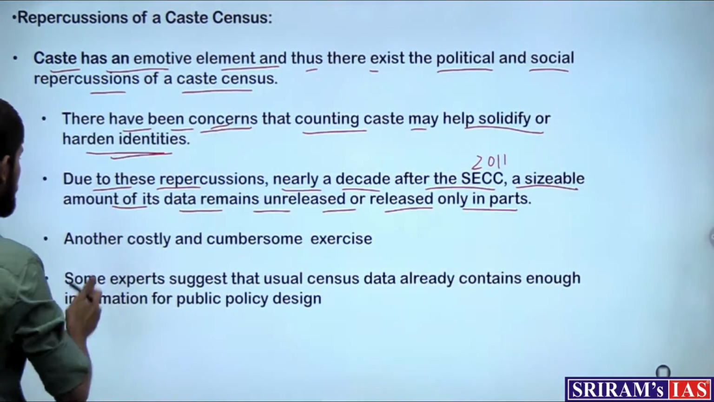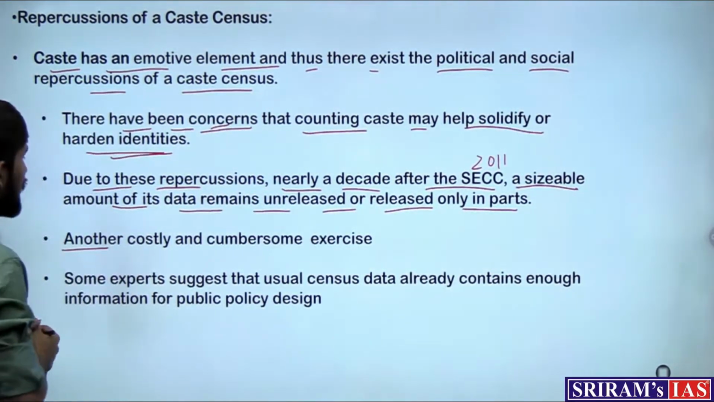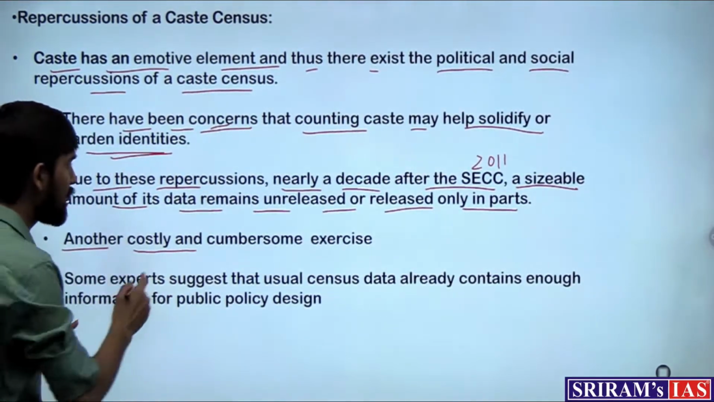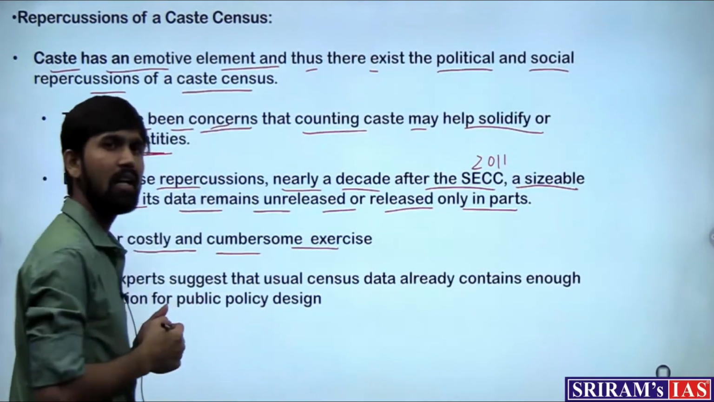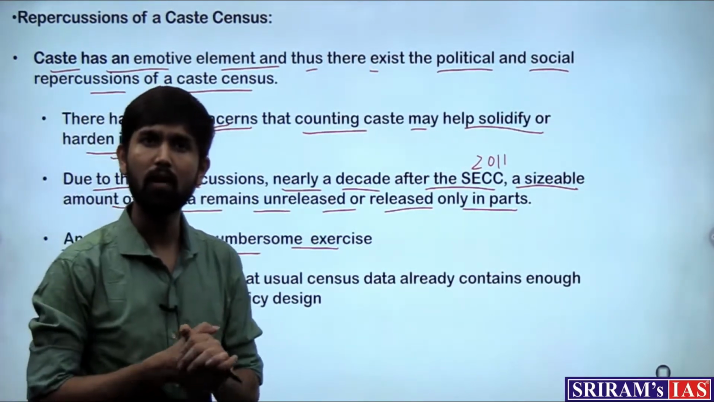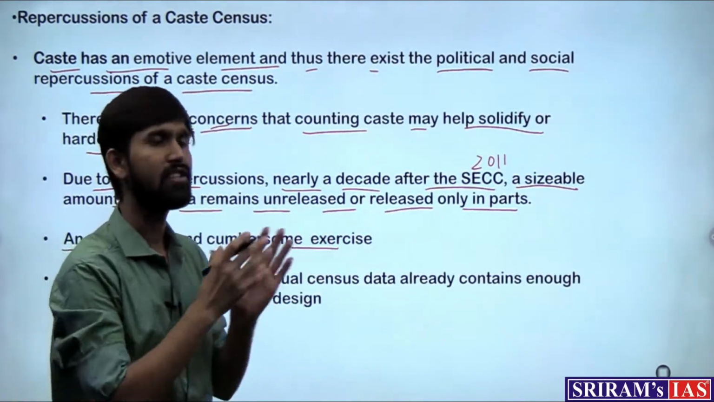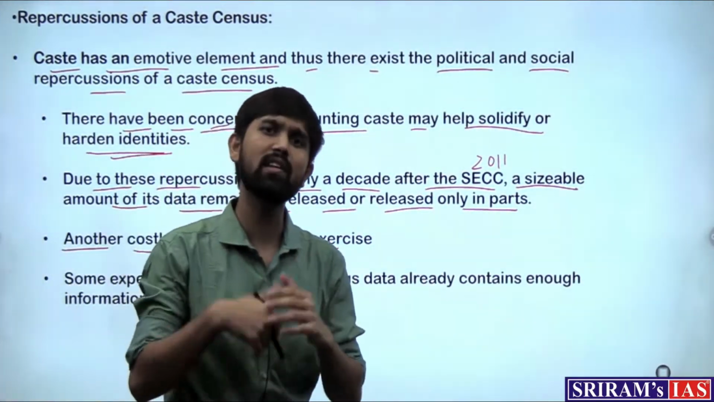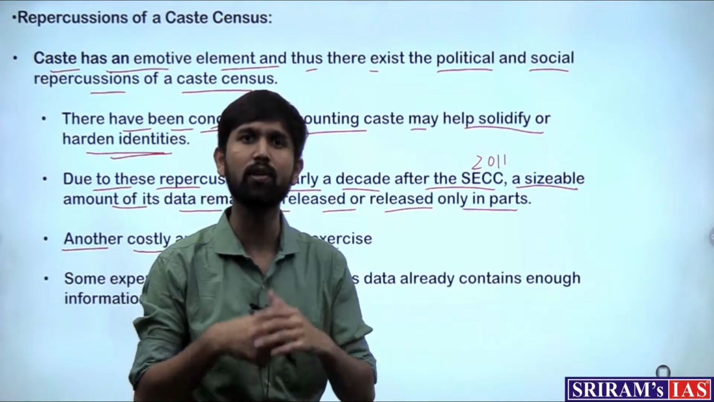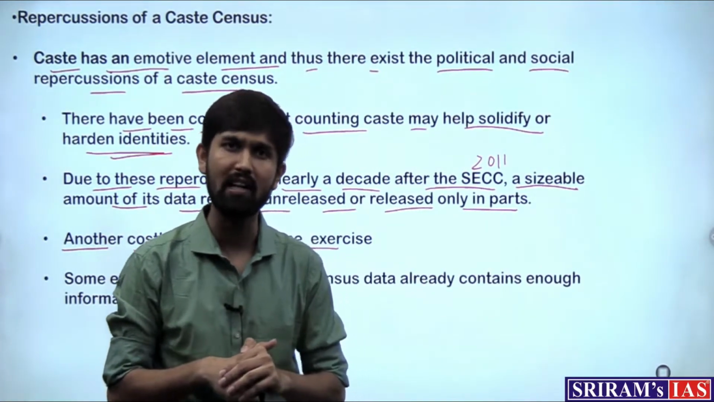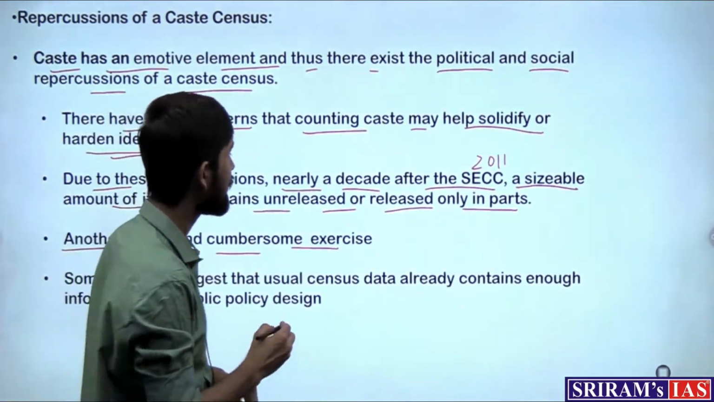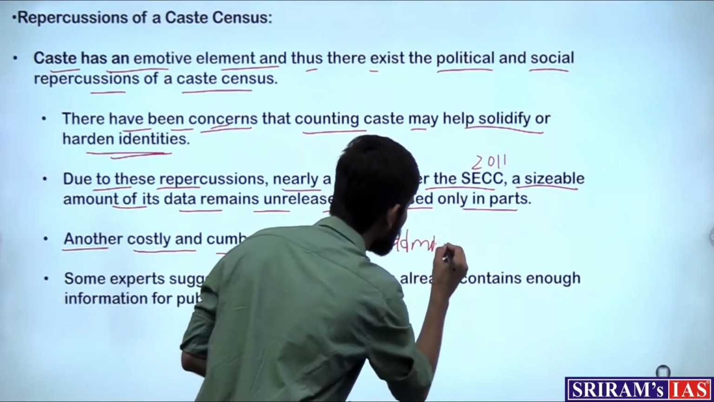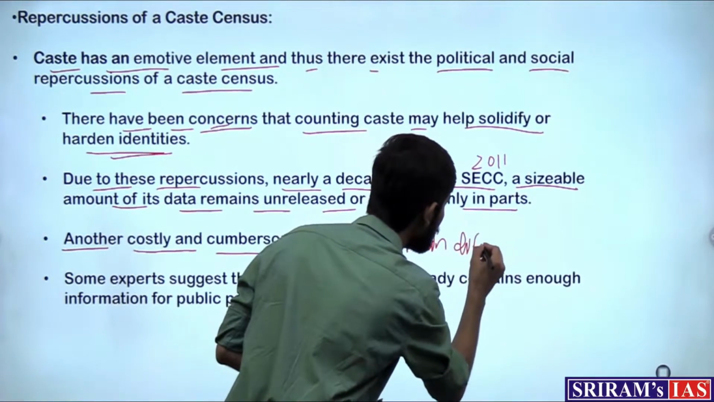Another challenge or issue with respect to this is that another census exercise can be costly and cumbersome. This is the justification given by the center in the Supreme Court, when the Supreme Court asked what are the challenges in front of the center to conduct a caste census. The center said that it is administratively difficult and cumbersome.